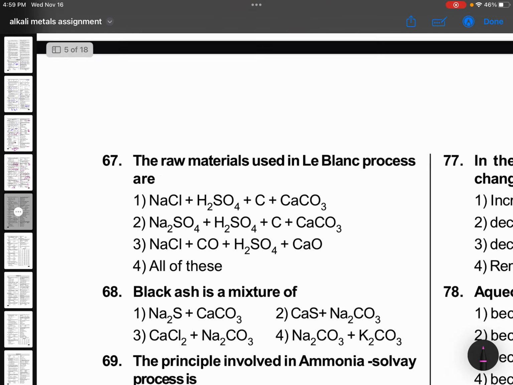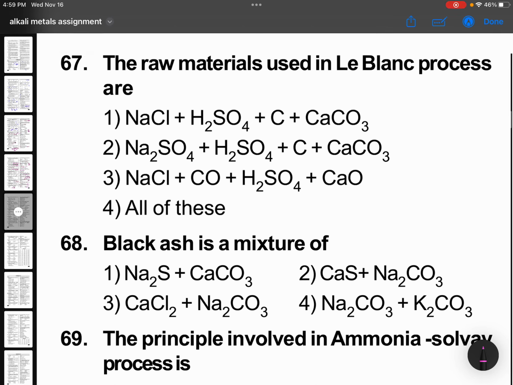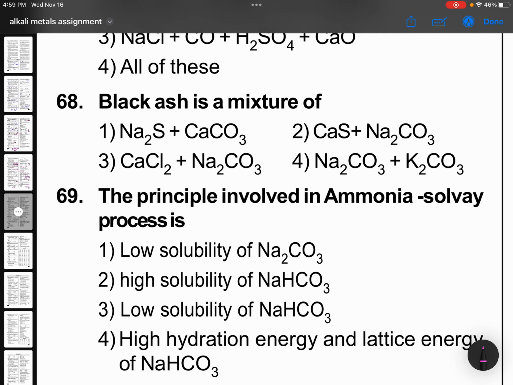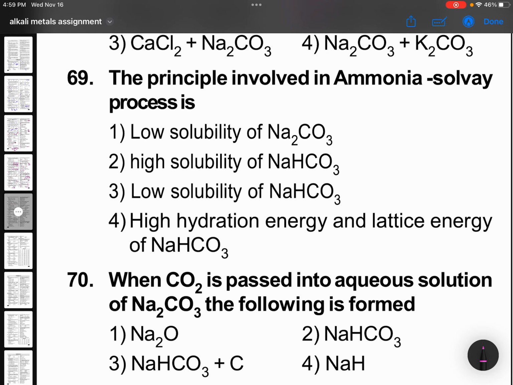Coming to these questions, the raw materials used in the Leblanc process are. Leblanc process is generally used for the preparation of sodium carbonate, and these are the raw materials. Now, Leblanc process, I don't think so, this is there in NCERT. You can check once. Black ash, this is also not there at present in NCERT, but you will get it somewhere in inorganic chemistry. That is CaS and Na2CO3. Try to remember some mixtures, common names, salts and all. That will be useful for you.